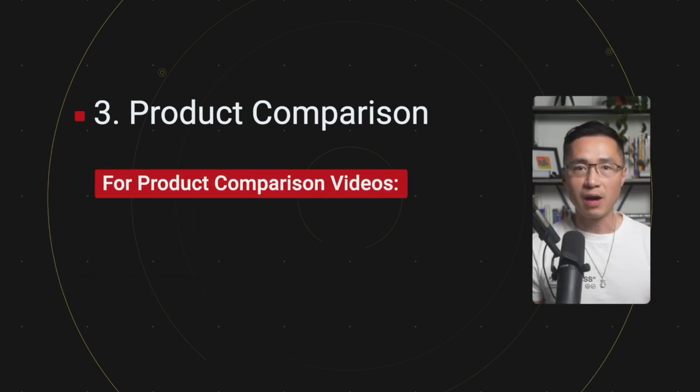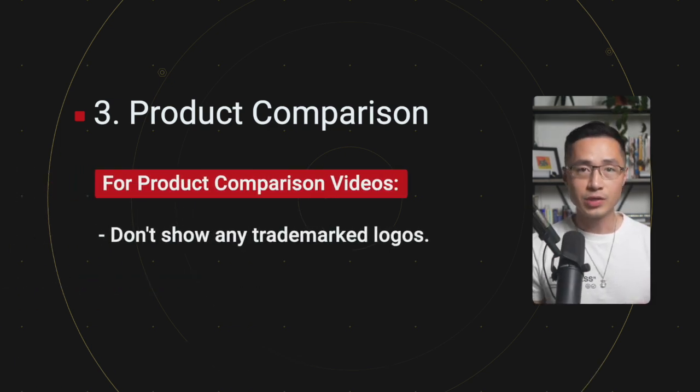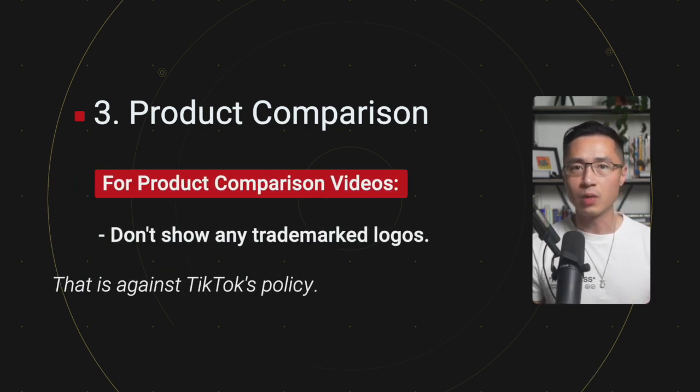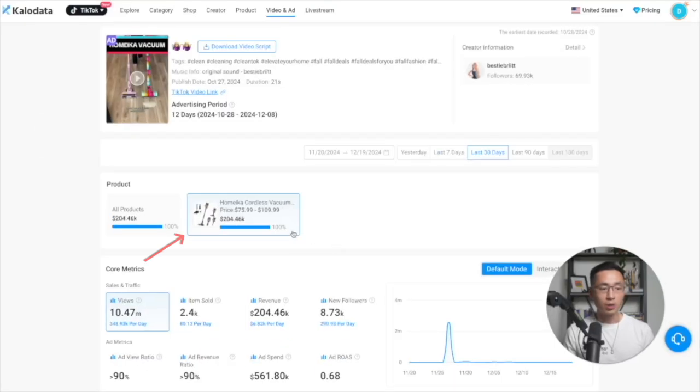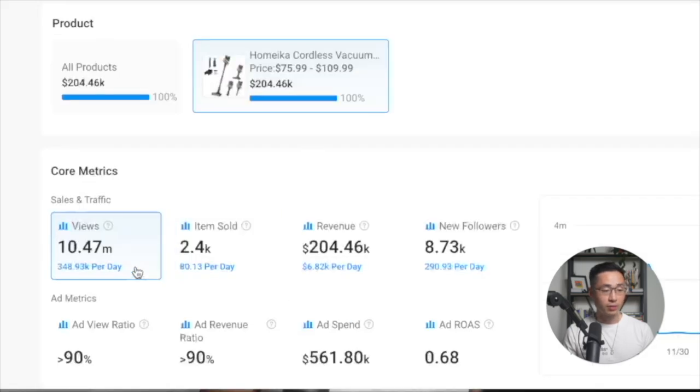So for product comparison video, it's important to note to not show any trademarked logos because that would be against TikTok's policy. So you want to avoid showing any logos from any big brands. So let's go ahead to look at a product comparison video example. So here we have the product, and it is a cordless vacuum. In the past 30 days, it generated 10.47 million views and sold more than $204,000 of revenue.